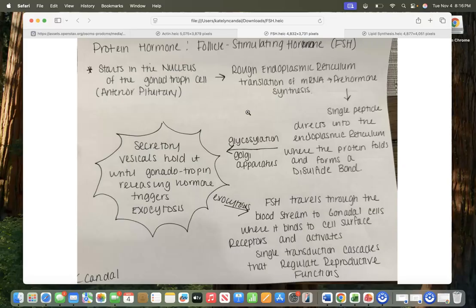this is then able to be put into secretory vesicles, where it will be held until gonadotropin releases the hormone and triggers exocytosis. Exocytosis is a word that just means that it's going to be exiting the cell, where it'll travel into the bloodstream to gonadal cells and bind to the cell surface receptors. This also regulates reproductive functions.